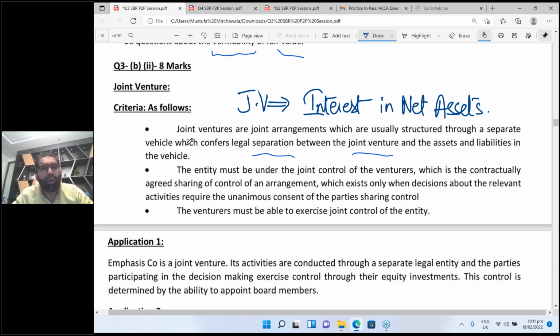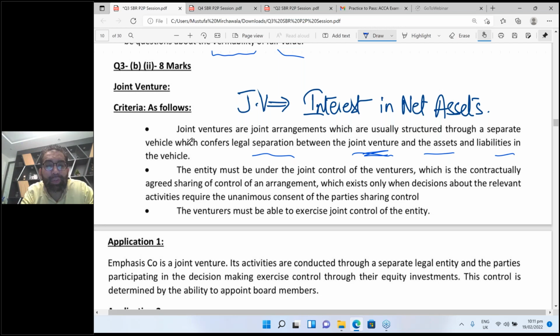Now, wait. Hope you remember the concept of the limited company. In a limited company, shareholders are separate and the company is separate. In the basics of your accounting, you have studied this concept. That's what they are saying, that there is a legal separation between the joint venture and the assets and liabilities in the vehicle. The vehicle is a separate thing. A separate company will be formed.